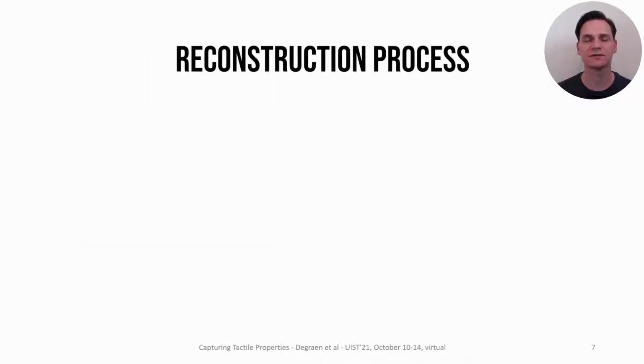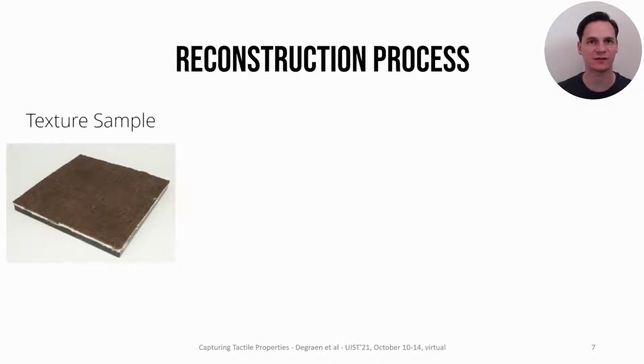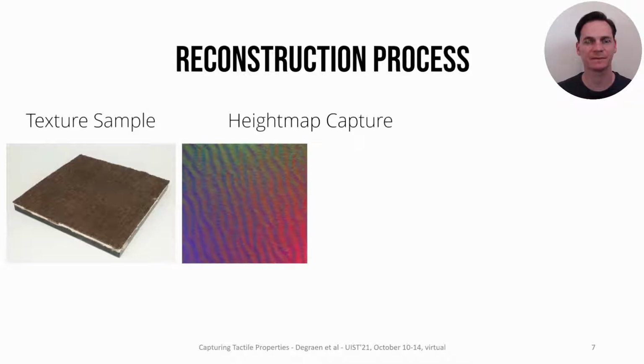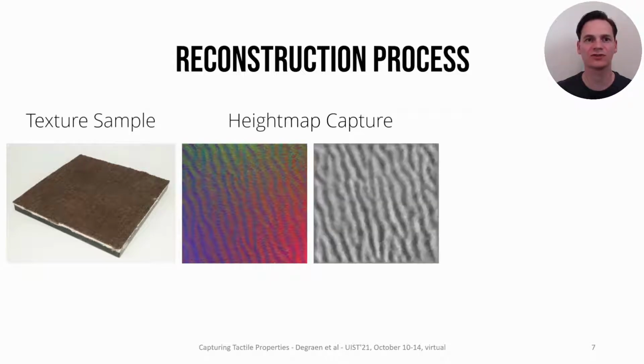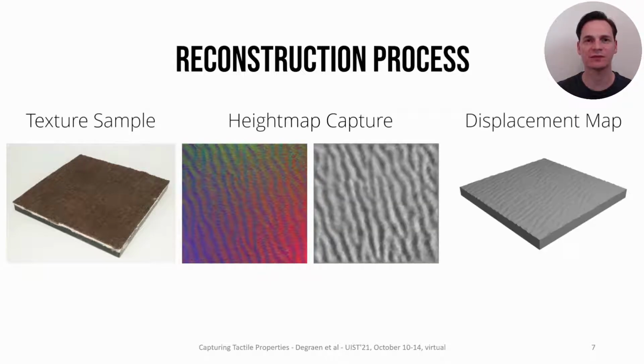To create the reconstructed samples, our approach uses a straightforward photometric reconstruction approach. In our case, we use texture samples. These are placed in the bench setup and illuminated using the RGB LEDs. The reconstruction algorithm then creates a height map from this information, which is used as a displacement map onto a surface of a cuboid in Blender.